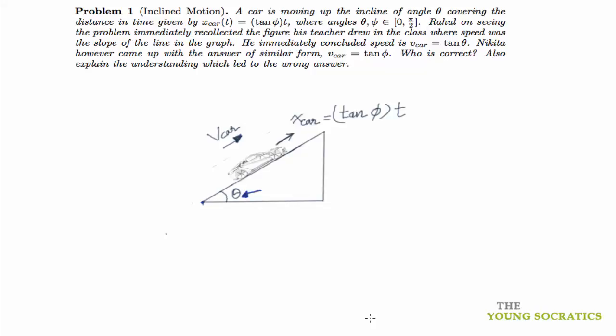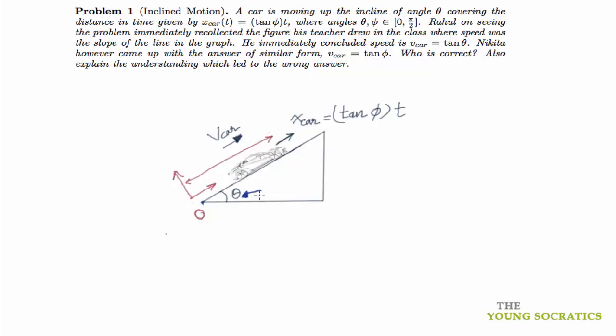Problem 1, inclined motion. This problem is basically to bring out certain misconceptions. We've been given a car moving up the incline. Let this be the origin of the coordinate system, and x car, which is the distance from the origin to where the car is, is given by tan phi of t. The angle which the incline makes with the horizontal direction is theta.